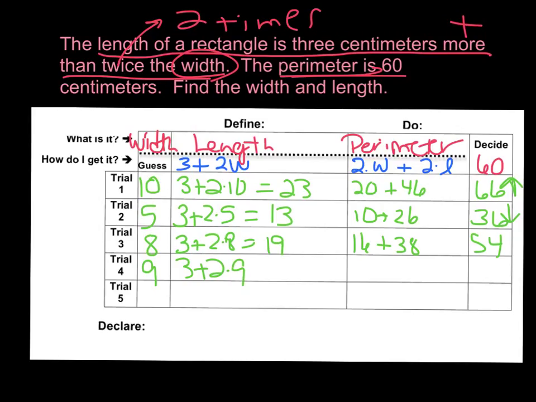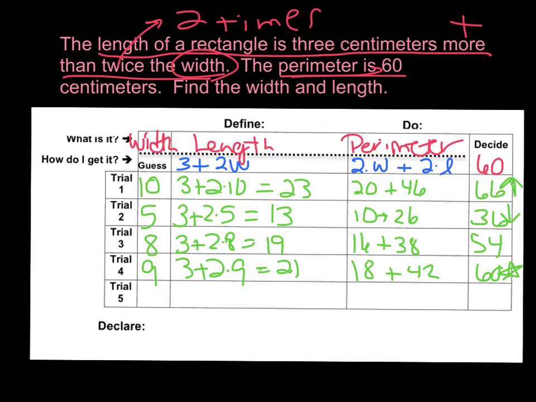Alright, so 3 plus 2 times 9. So it's going to be 21. Twice the width is 18. Twice the length is 42, and guess what? When I add them, we get 60. So I know that I've got the right length and width.